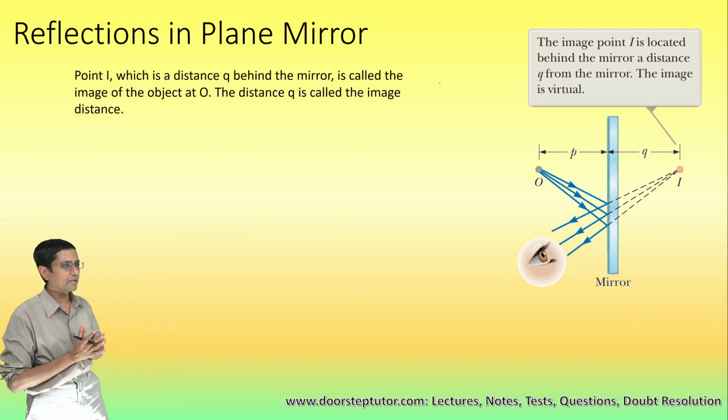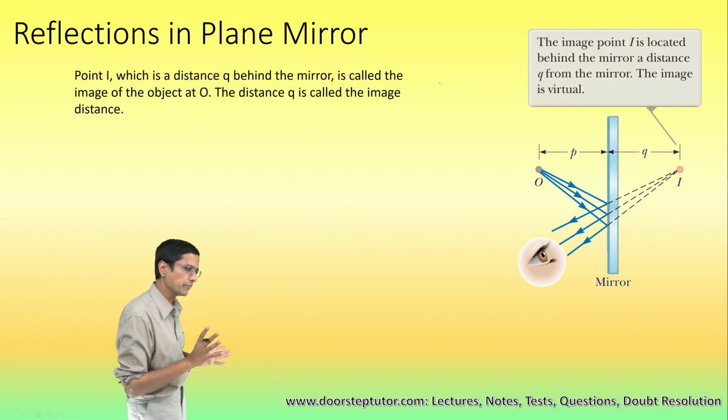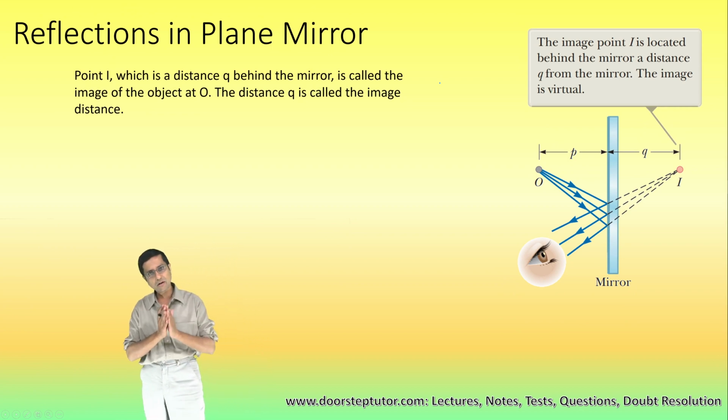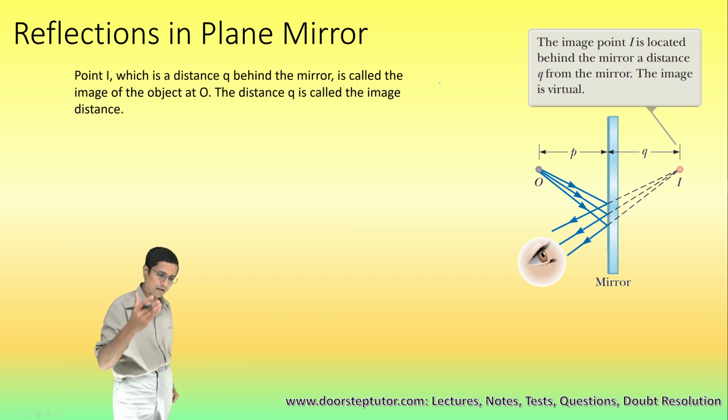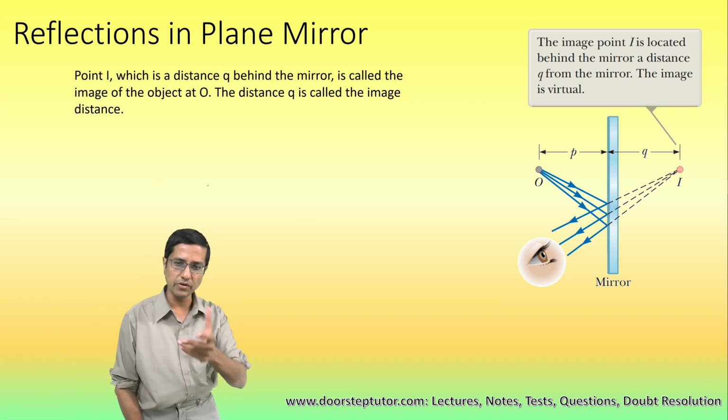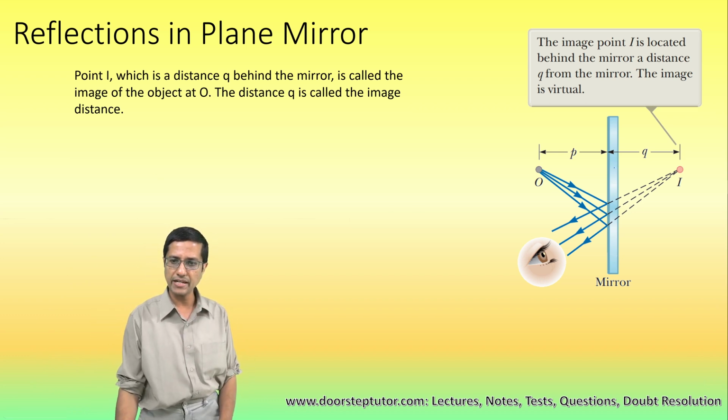So we'll start looking at ray optics with a very simple case. We are not going to the concave lenses, the convex lenses, or the concave or convex mirrors. We are not even going there. We'll be looking at a plane mirror.